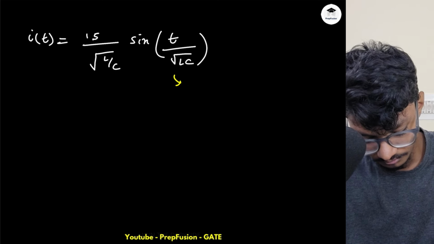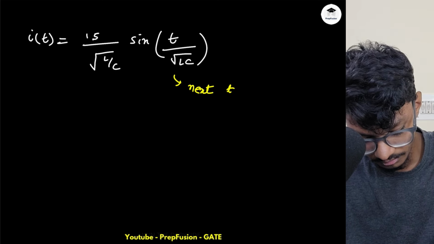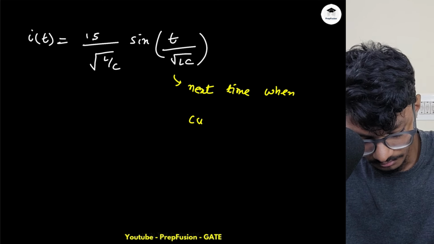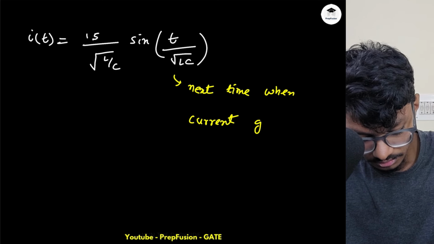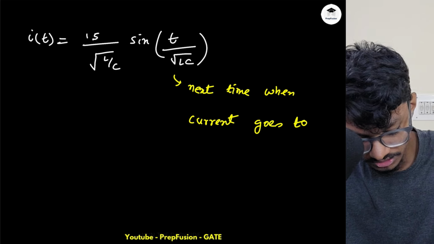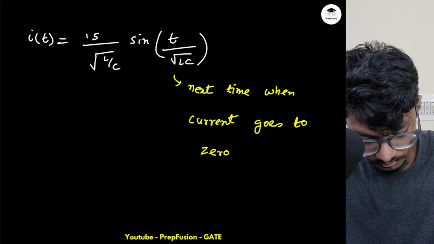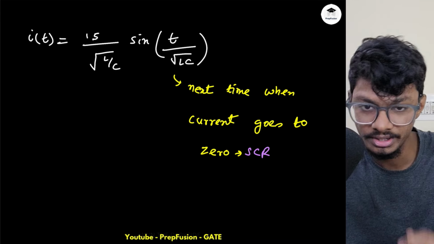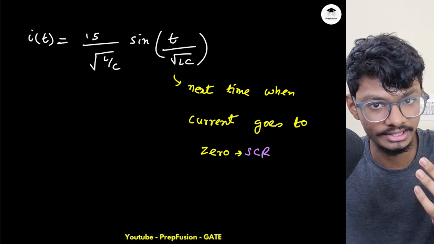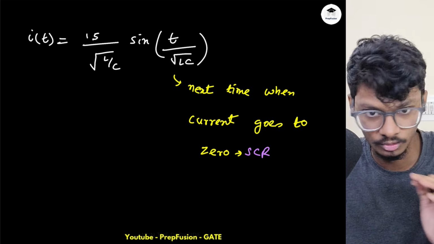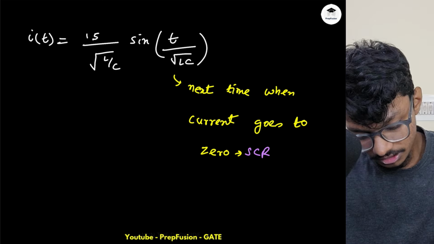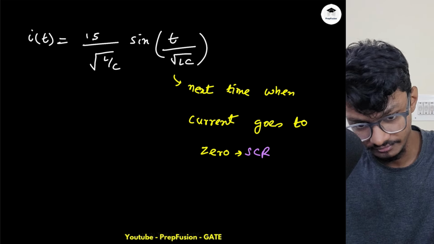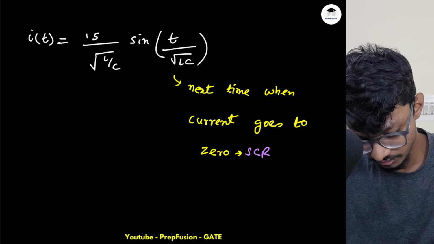The next time the current goes to 0, the SCR will be off, because the current will be equal to the holding current, and the SCR will be off because there is no gate pulse again. So when is that time? If you know the sine of t graph, sine of t graph is something like this.